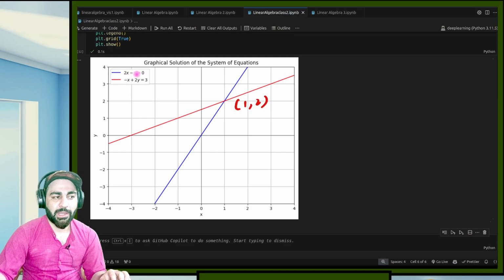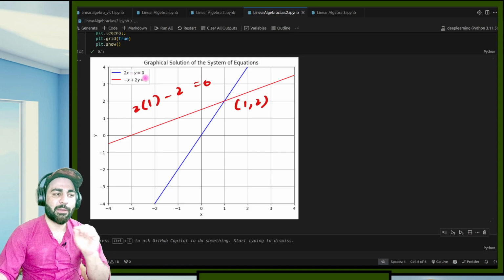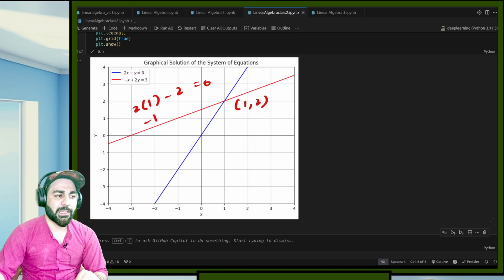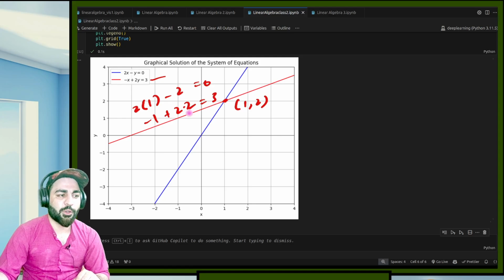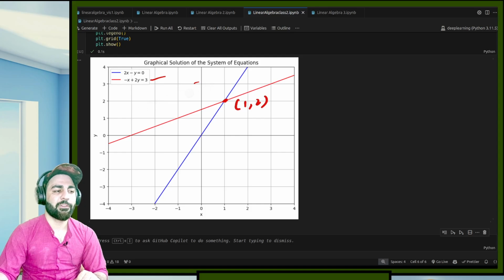2 ones are 2, minus 2, this is 0, and it satisfies this. So this is 2 multiplied by 1 minus 2 is equal to 0 for the first equation. I'm just giving 1 instead of x, and instead of y I'm giving 2. For the second, this is minus 1 plus 2 into 2, which is 3. Okay, this equation also got satisfied. So this point solves both the equations. This is the solution for these two equations, if you see it graphically.